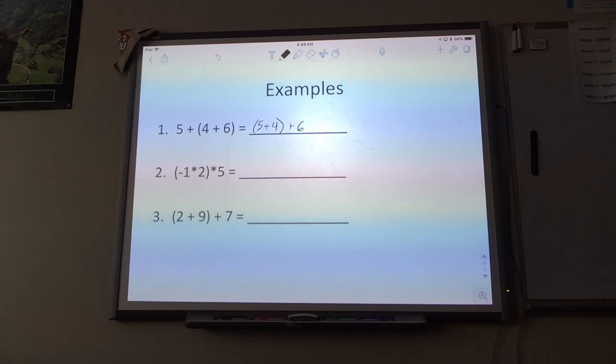Okay, we'll see on the next slide why we do this, and why we do this is so we can group all the numbers together so we can combine those. Okay, use the associative property.